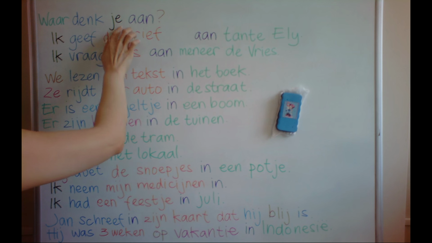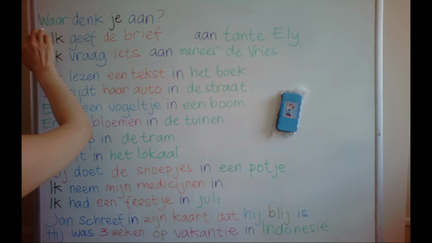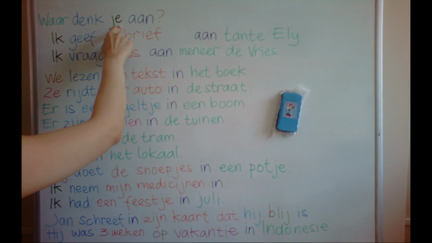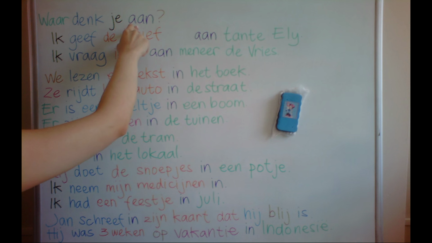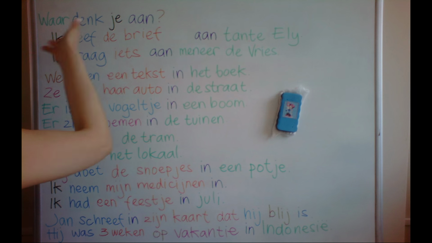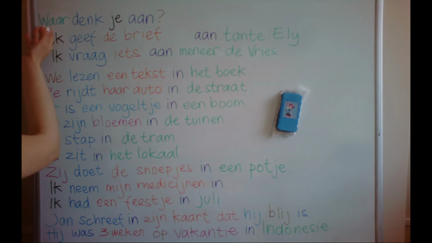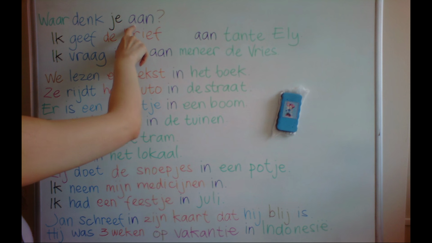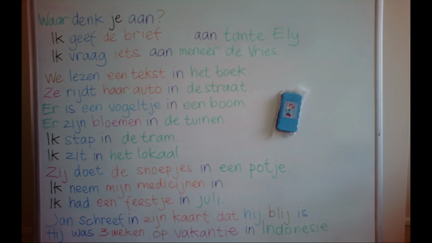Waar denk je aan? Waar is where. Denk is think. Je is you. Aan is about. Even though waar is where, in this sentence it means what you're thinking about. Waar denk je aan? Denk is think, aan is about.